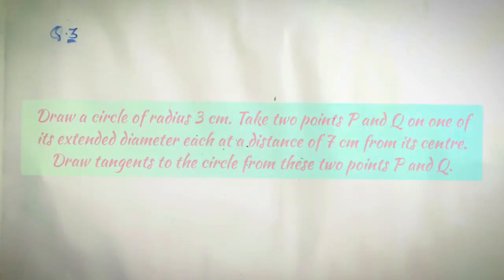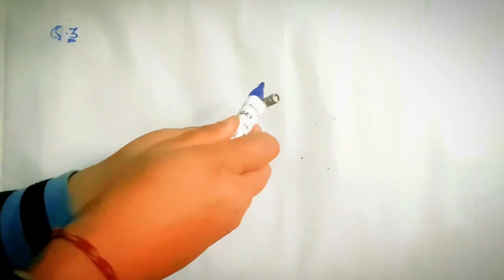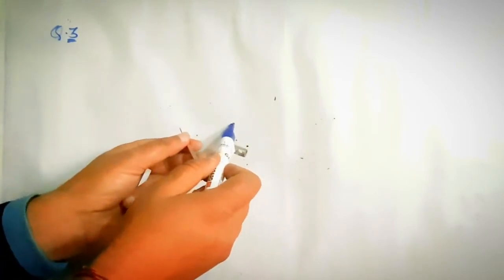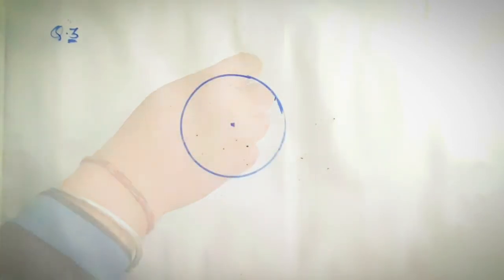Next question is, draw a circle of radius 3 cm. Take 2 points P and Q on one of its extended diameter, each at 7 cm from the center. Draw tangents to the circle from these 2 points P and Q. So first of all, draw a circle of the given radius, that is 3 cm. So open your compass equals to 3 cm, take a point as a center and draw a circle.